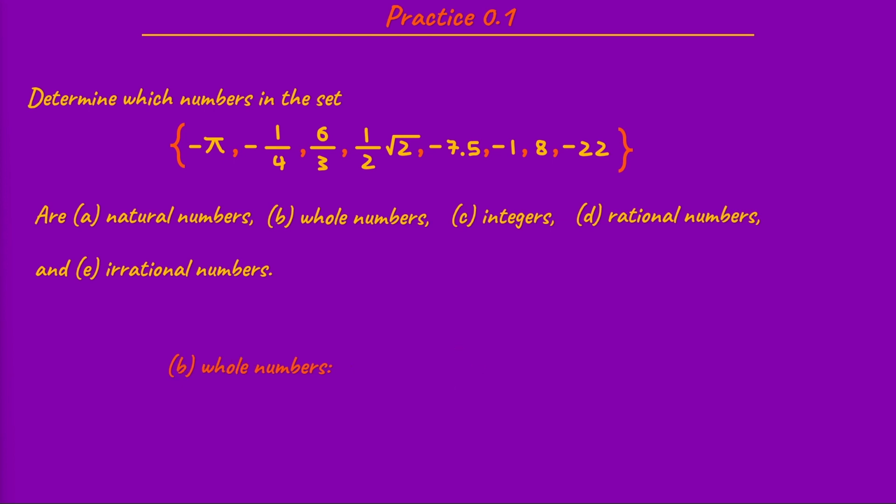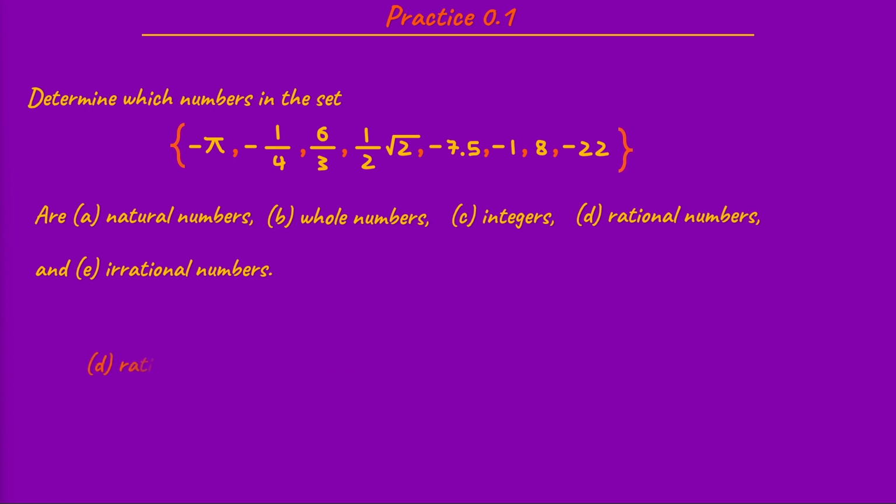Let's move to the second point. Whole numbers will include also the natural numbers 6/3 and 8, and 0. However, 0 is not mentioned in the set, so these are the whole numbers. Let's go to the other request. He asks you to give him integers. The integer numbers will include -22 and -1, and also the whole numbers, which are 6/3 and 8.